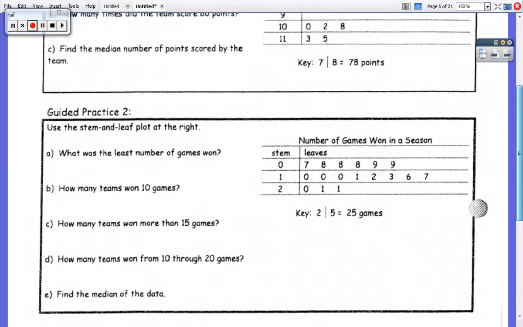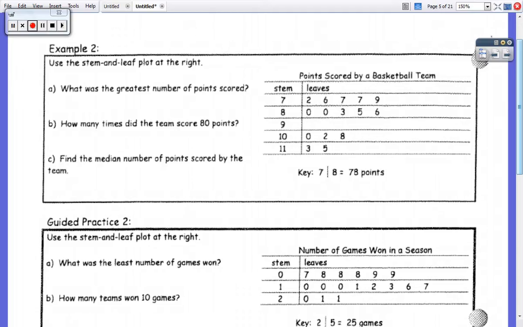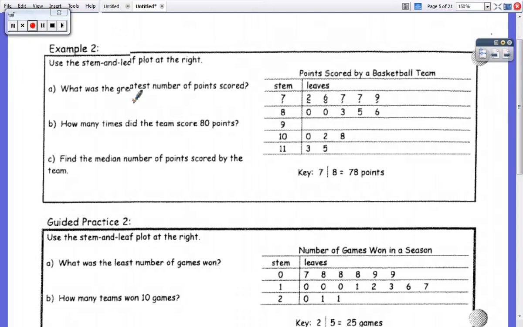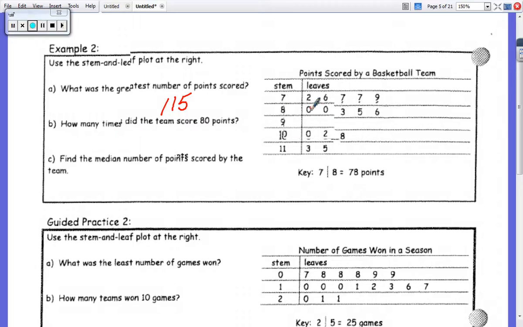Okay, let's go to the next page and scroll up. Now we're going to interpret some stem and leaf plots. Okay, what was the greatest number of points scored? And that would be 115. How many times did the team score 80 points? There's 1, 2, so that would be 2 times.